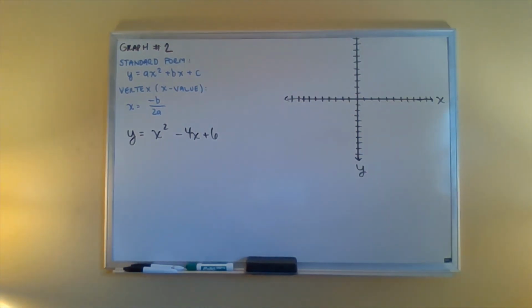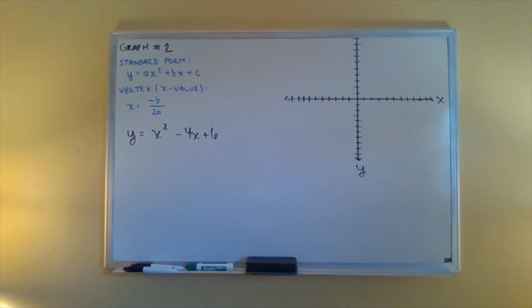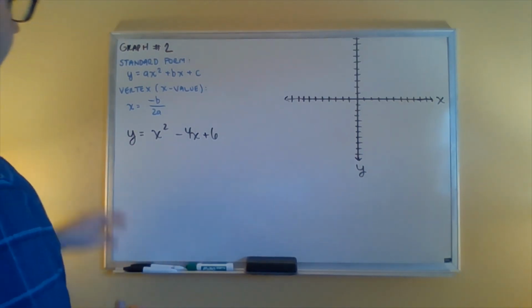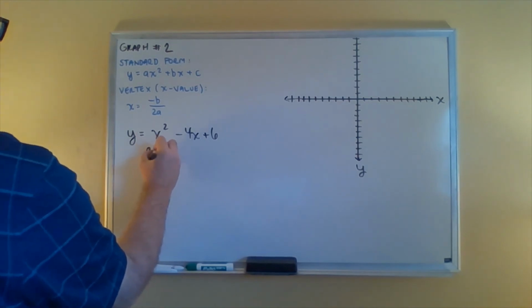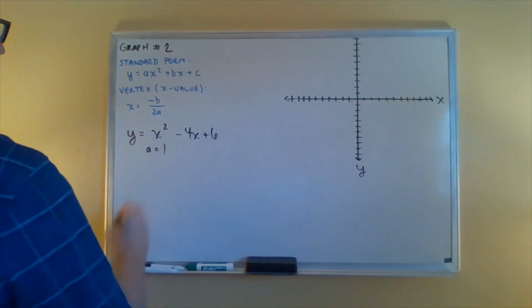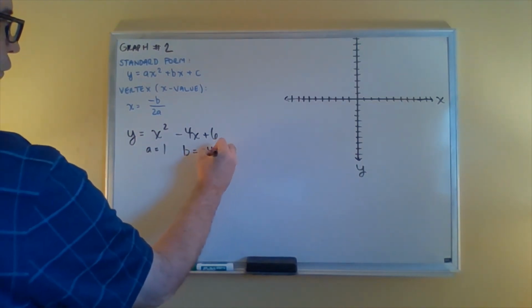Okay, number 2, we are asked to graph the quadratic equation y equals x squared minus 4x plus 6. We can see our lead term here is positive, so we know our parabola is going to open up. So we have to identify a and b in our quadratic equation. A is the coefficient of our x squared term, so a is 1. B is our coefficient of our x term, so it's negative 4.